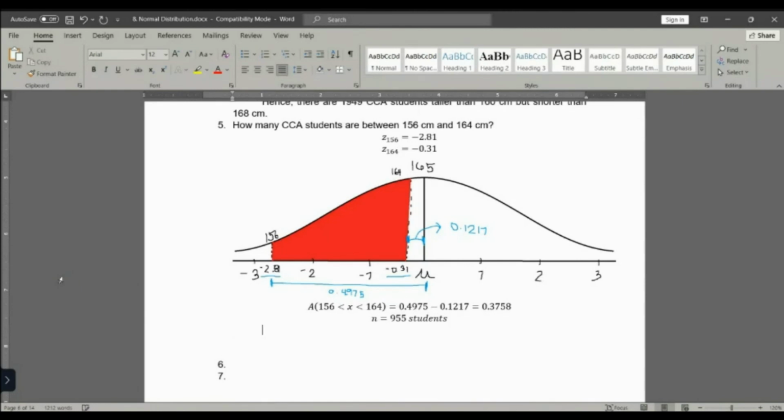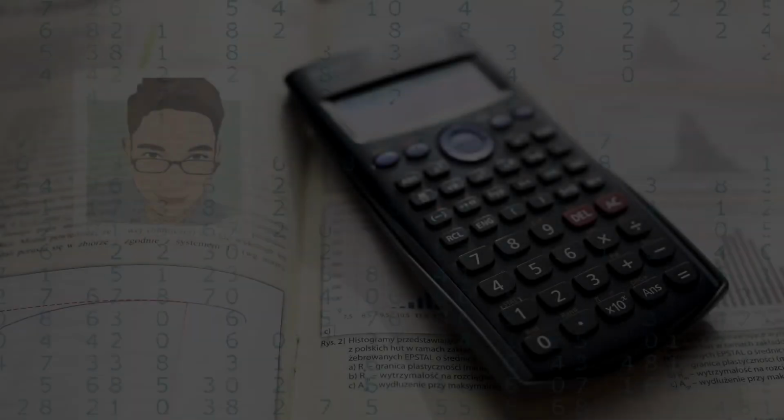Okay, thus we now have our conclusion. There are 955 CCA students between 156 centimeters and 164 centimeters. Question? None, sir. Okay.